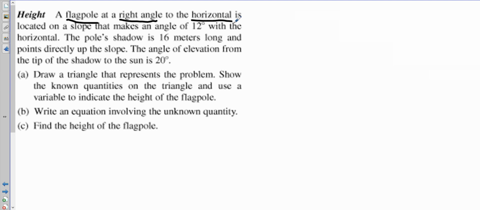It says to draw a triangle and some pictures, so I'm going to do that right away. What we have is this horizontal, and a flagpole going at a right angle right here. That is a very bad looking right angle, so I'm just going to erase that. We have a right angle going straight up. Okay, that's a little better.